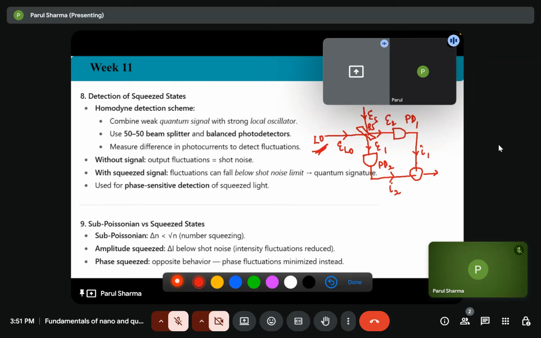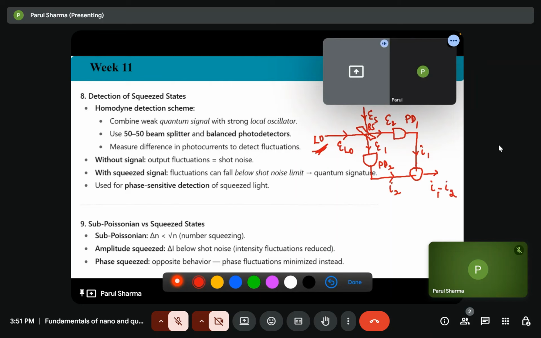What we will do after photodetector 1 is I1, and photodetector 2 is I2. In the output, when these two signals interfere, after passing through the photodetectors they will combine and then we will integrate and measure the difference in their currents.